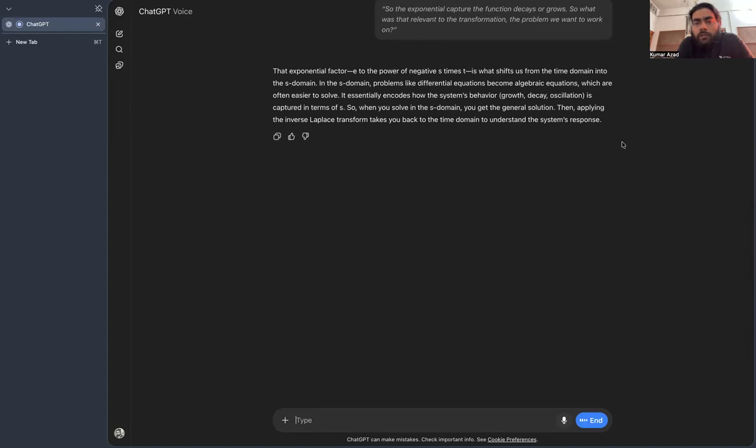Growth, decay, or oscillations. But what was the initial idea Laplace was thinking in order to make this mathematical tool and the transformation rule?